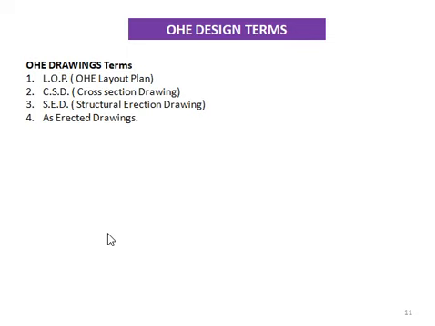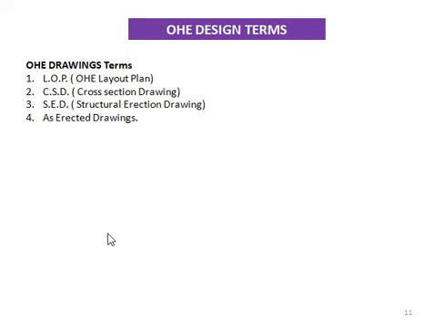What does LOP stand for? LOP is for layout plan of overhead electrification. And then CSD. CSD is a cross-sectional drawing which is usually submitted along with the LOP. This is the designed plan of each mast in this document.